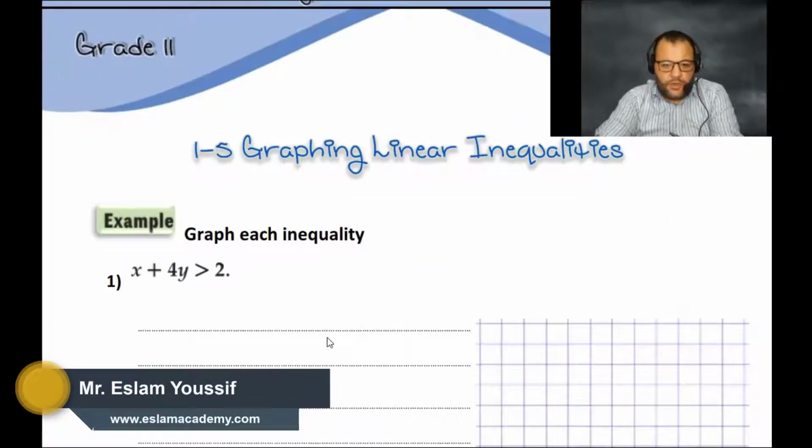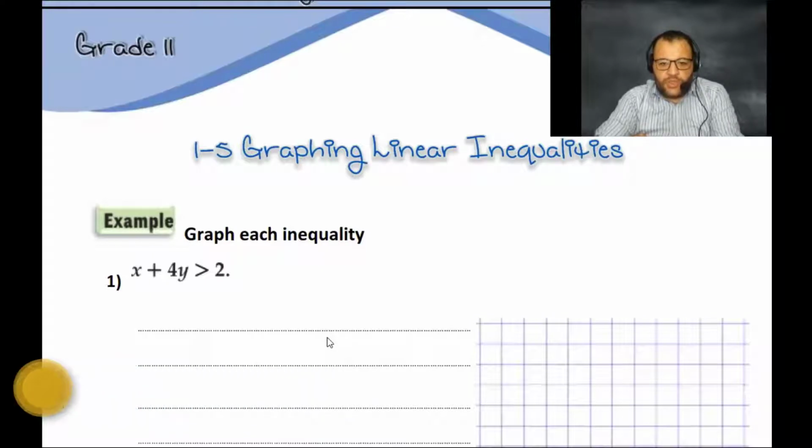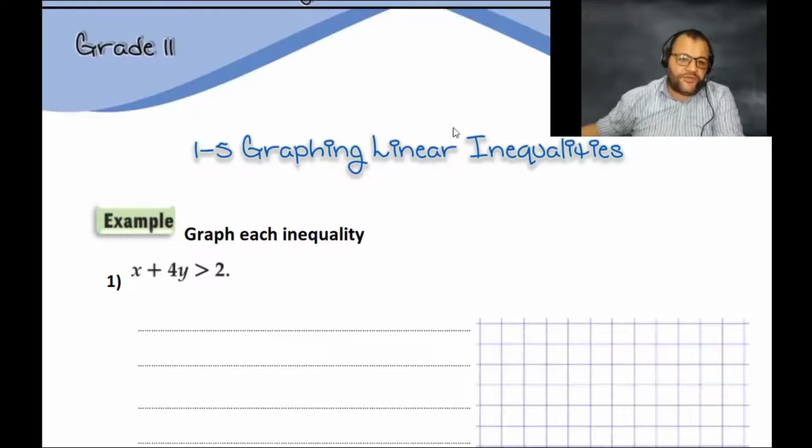Today, inshallah, we are talking about graphing linear inequality. So, we'll start with the linear inequality. What is the meaning of linear inequality? Linear inequality is the relation between x and y of the first degree and represented graphically by a straight line. If you want to graph the linear inequality, the result will be a line and a shaded region.